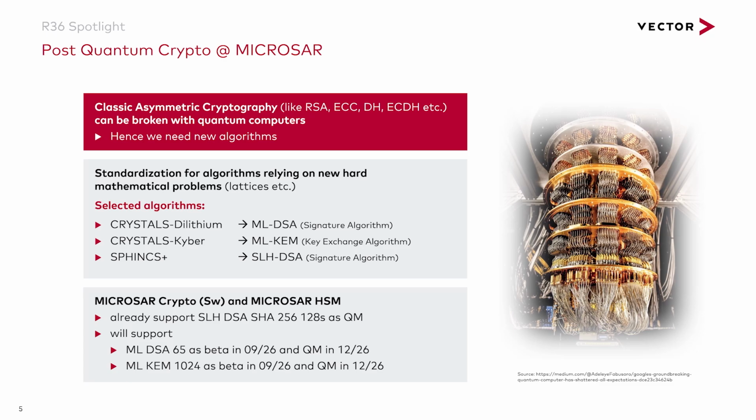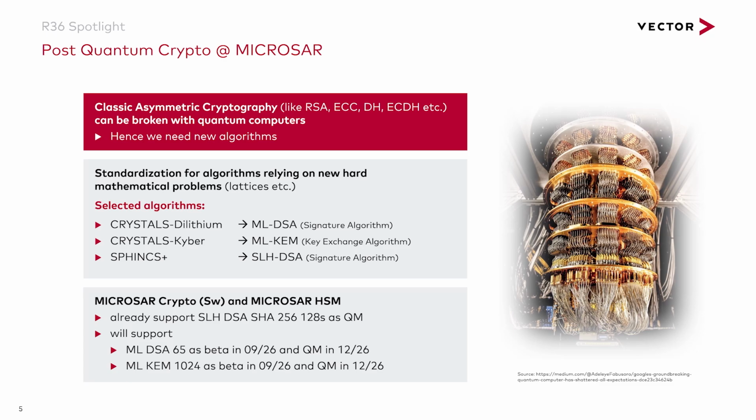SLH-DSA with SHA-256 at security level 128S is already supported in QM today. Later this year, we will provide beta versions of ML-DSA 65 and ML-KEM 1024, followed by QM releases towards the end of the year. This allows our customers to start their transition towards quantum-resistant vehicle security well ahead of real-world quantum threats.